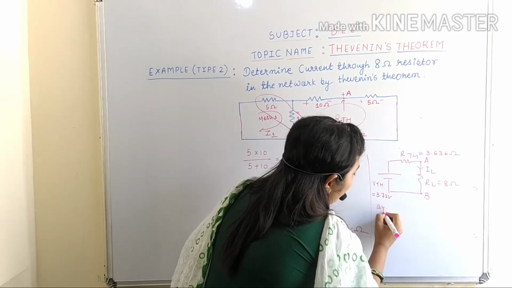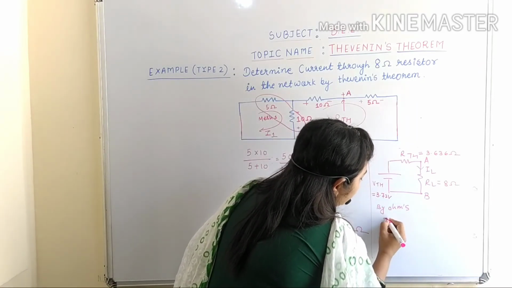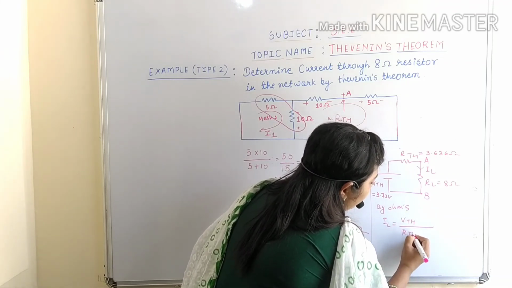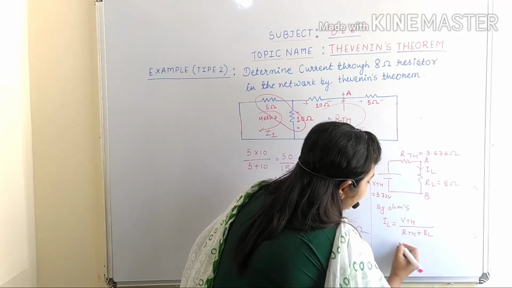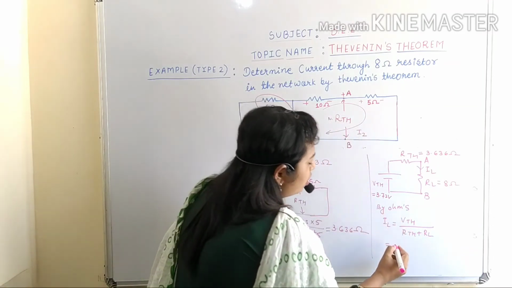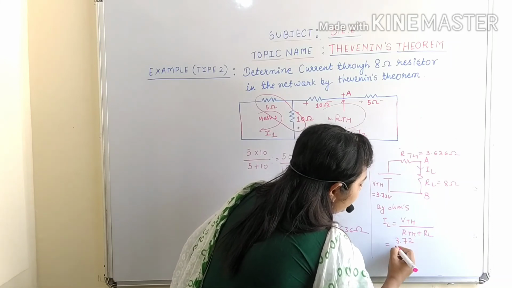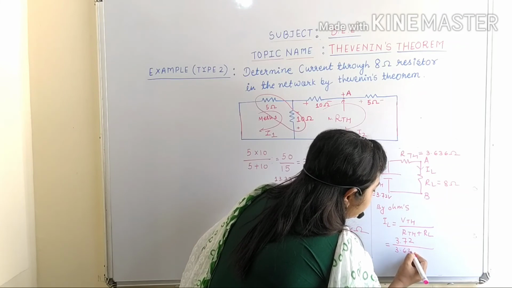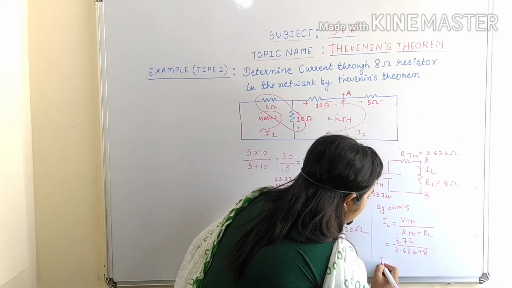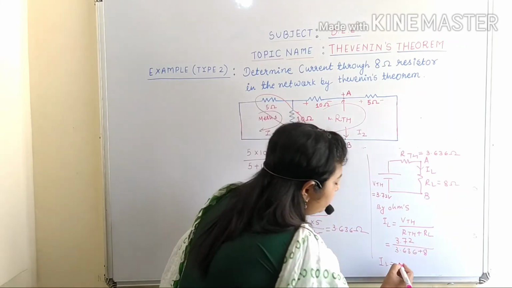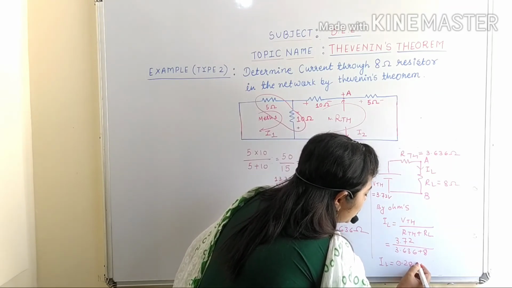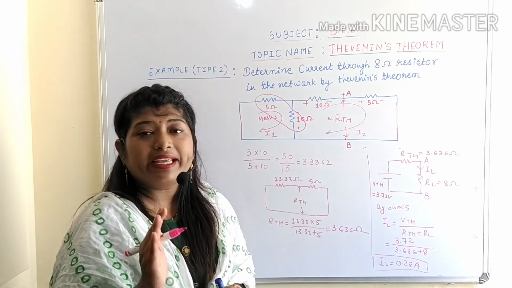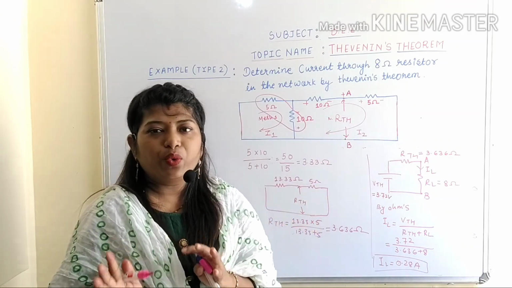So by Ohm's law, can you tell me what is the load current flowing through the load resistor? Which is nothing but equal to VTH upon RTH plus RL. What is the value of VTH? 3.72 divided by RTH, which is 3.636, plus RL. After calculating this, you will be getting 0.28 ampere. Current flowing through the 8 ohm resistor is equal to 0.28 ampere.